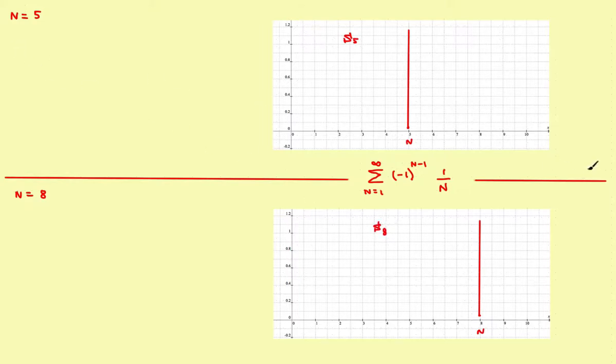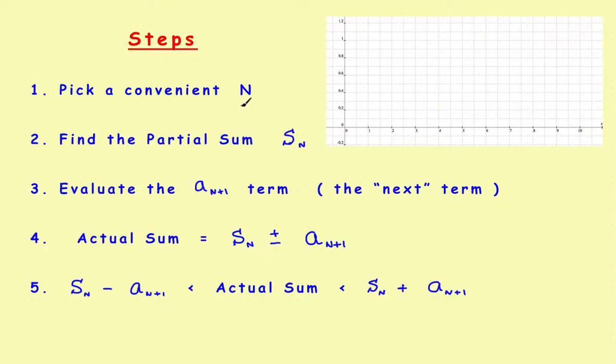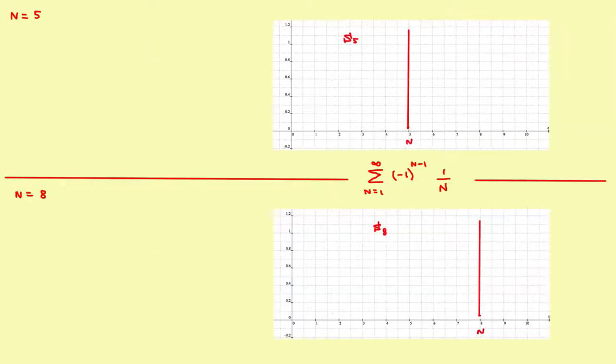Okay, now the next step, let's go back and look at our steps again. So you picked a convenient n. What you want to do next is go ahead and, on your calculator if you need to, sum up the first 5 terms of the series or the first 8 terms. So just stick that on your calculator and see what you get. And when I did that, what I came up with is this: the sum of the first 5 terms was 7833.